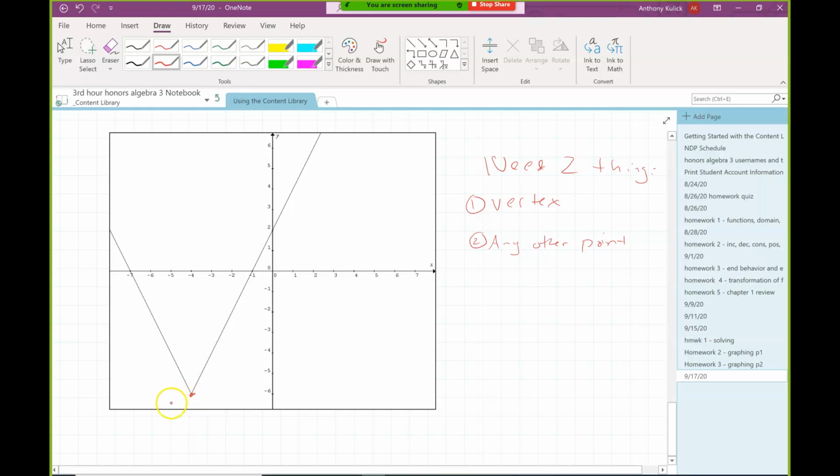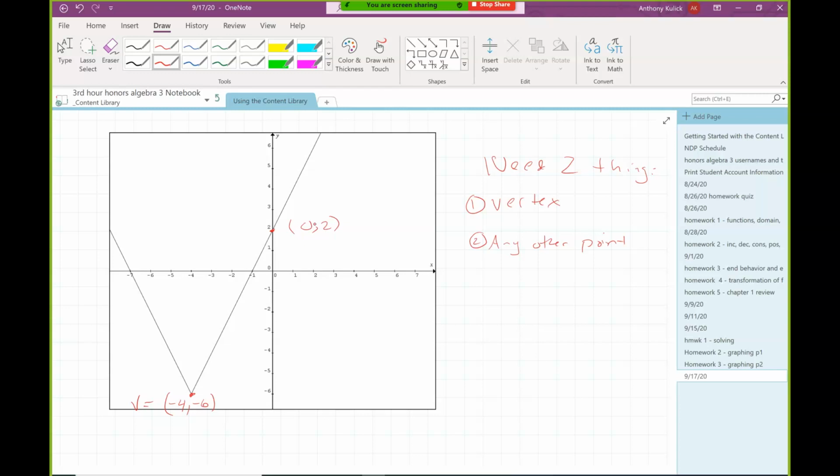The vertex is the point on our V. So if I read the coordinates here, that looks like that's the point 4, -6. Everybody okay there? For my second point, it doesn't matter what point you pick. I'm going to pick something where it's easy to identify what the coordinates are. One of the intercepts is usually a good choice, or something at whole number points. So I'm just going to pick 0, 2, because I can see what that is immediately.